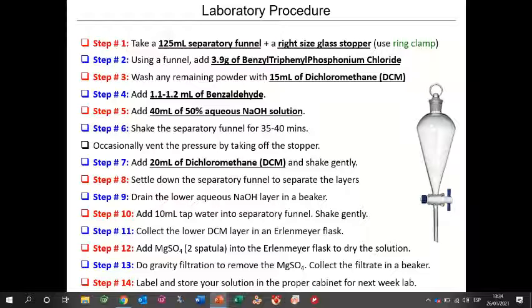Then, using the funnel, you need to add 3.9 grams of benzyltriphenylphosphonium chloride. Wash any remaining powder with 15 milliliters of DCM. Then add 1.1 to 1.2 milliliters of benzaldehyde. Add 40 milliliters of 50% aqueous sodium hydroxide solution and shake the separatory funnel for 35 to 40 minutes.